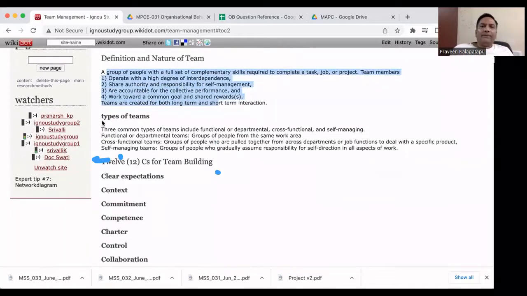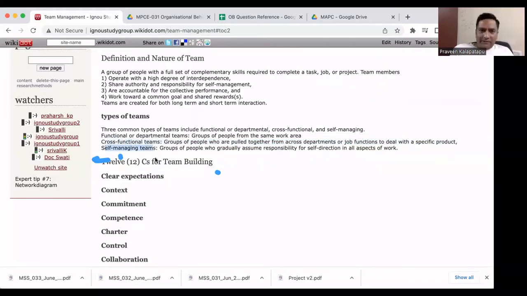Okay, so types of teams. There are three types of teams possible: functional or departmental, cross-functional, and self-managed. What is functional? A group of people in the same work area. A cross-functional team is a group of people pulled together across departments or job functions to deal with a specific product. Sometimes people from multiple departments come and form a team so that they actually deliver a product. This is cross-functional.